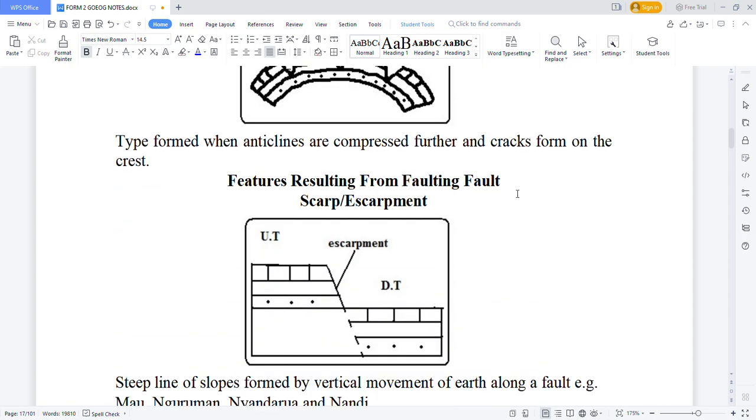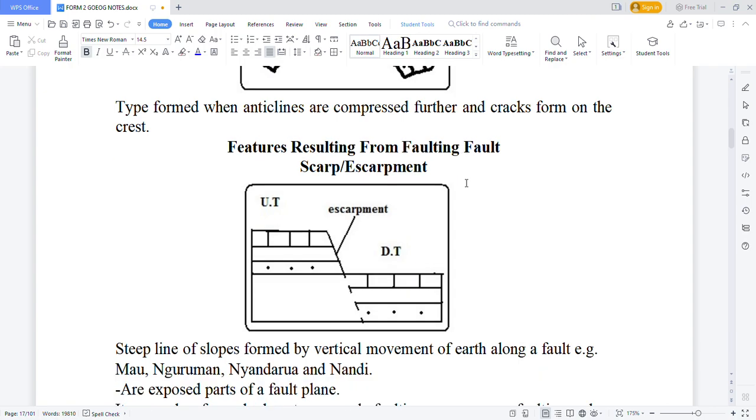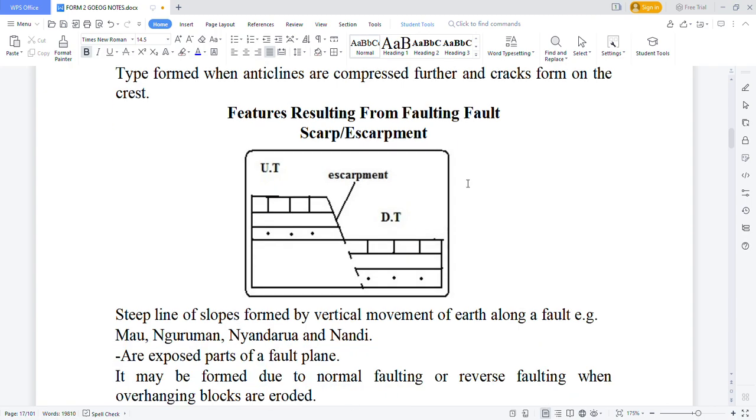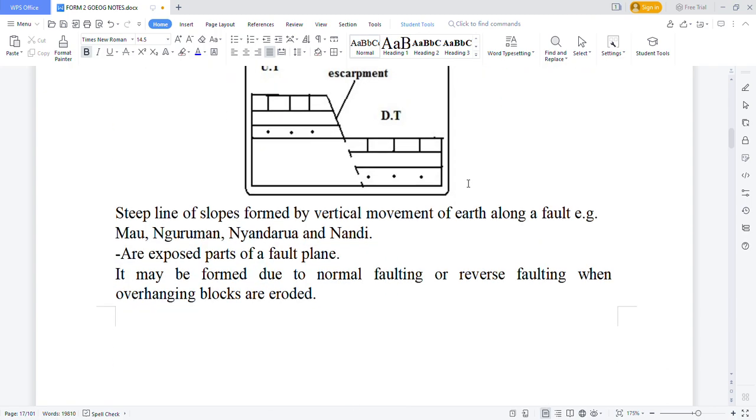What are the features resulting from faulting? With the first one, we have escarpment or scarp. We explained that it is a steep line of slopes formed by vertical movement of earth along a fault. E.g., we have Mau, we have Nguruman, we have Nyandarua, and we have Nandi.